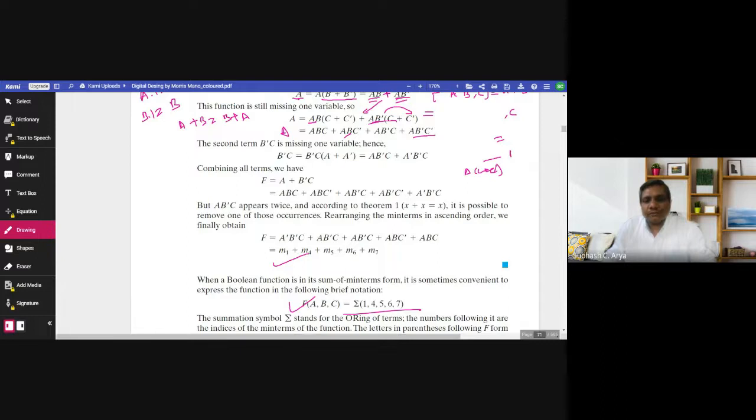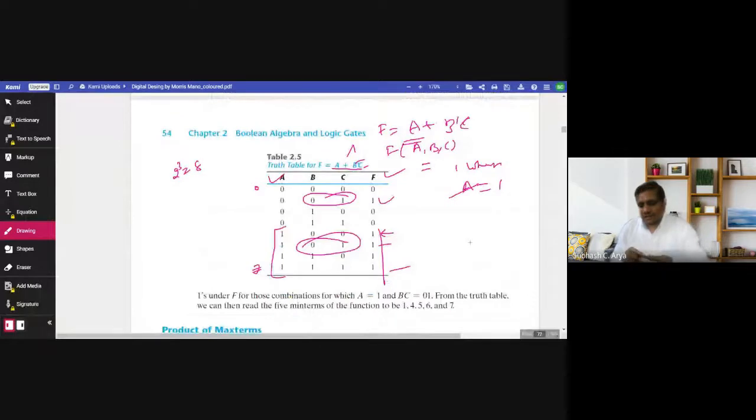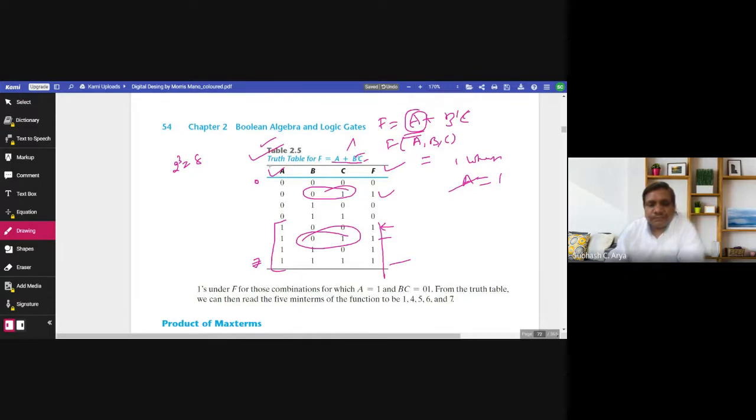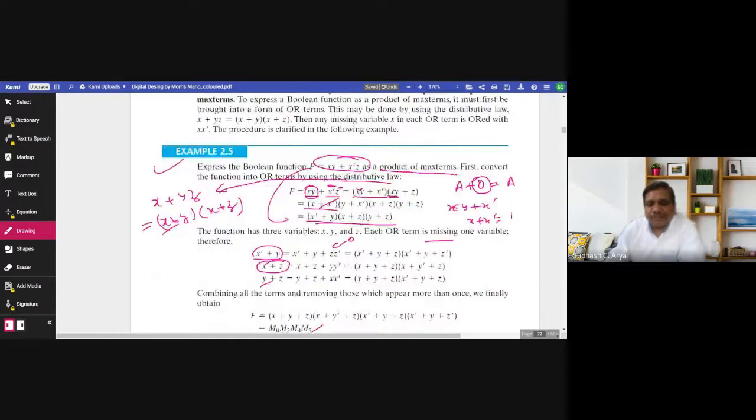Now moving further, the alternate way of finding the missing terms is through the truth table. The table is given as number 2.5. There also we can find the missing terms, that is, f is equal to a plus b bar c, where a, b and c are missing, so we can extract that information by writing the truth table. Then we also attempted this example number 2.5.